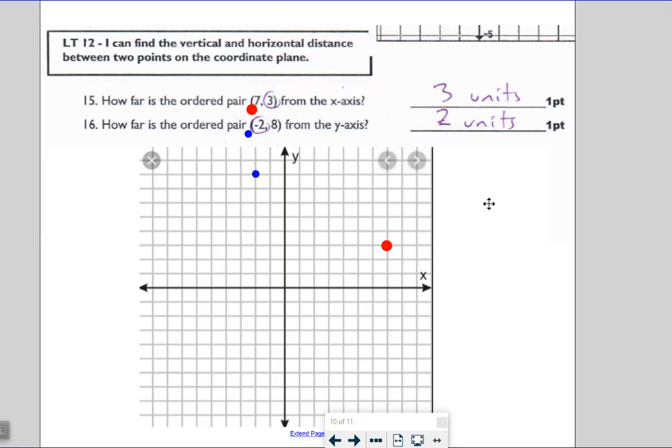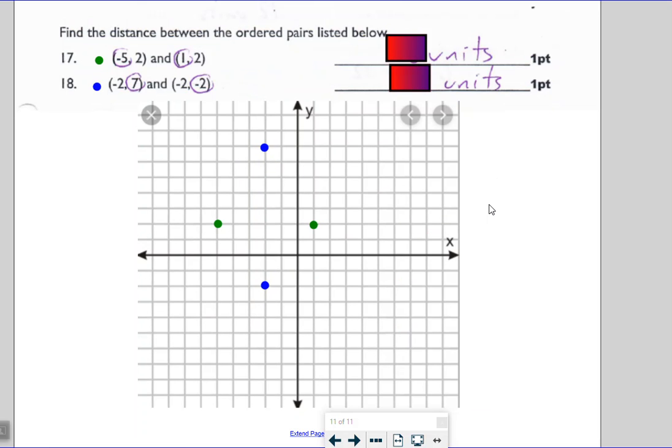Notice I did use a coordinate plane, so you might want to either draw your own or just use your coordinates to your advantage. These last 2 problems here, now they want distance between points. Number 17, I put these 2 dots down here in green. One is at negative 5, 2, and one is at 1, 2. So I can either count the steps to figure out how far apart they are, that would be 6 steps, 1, 2, 3, 4, 5, 6.